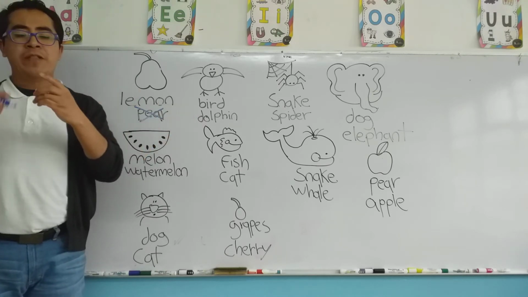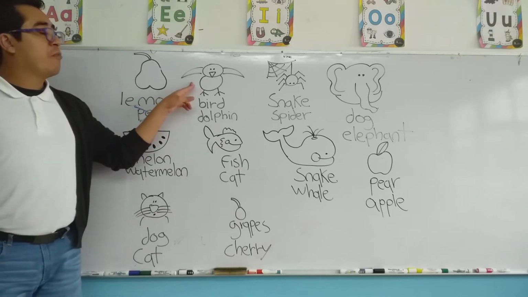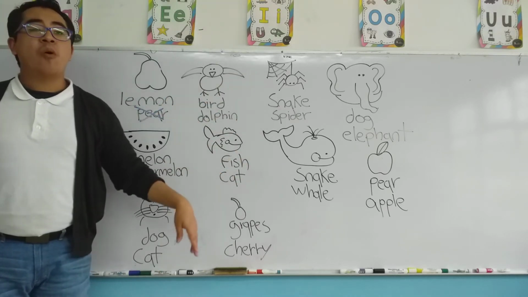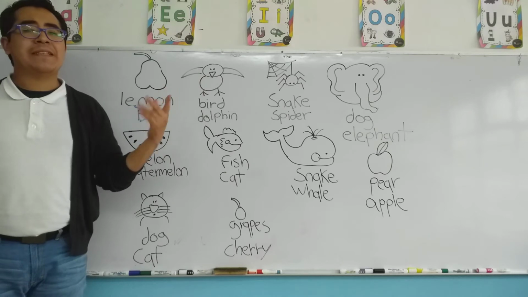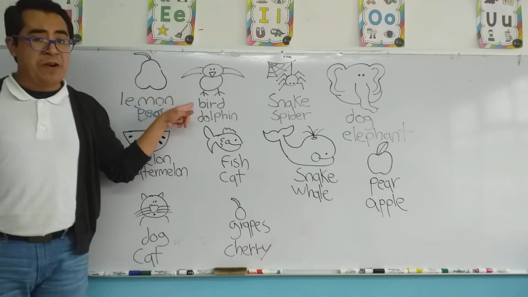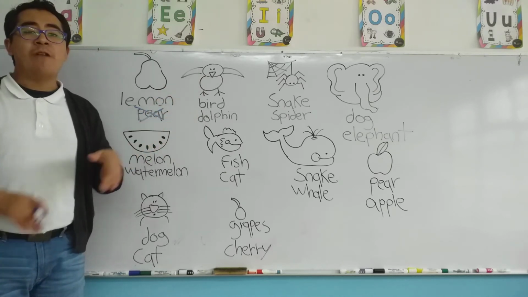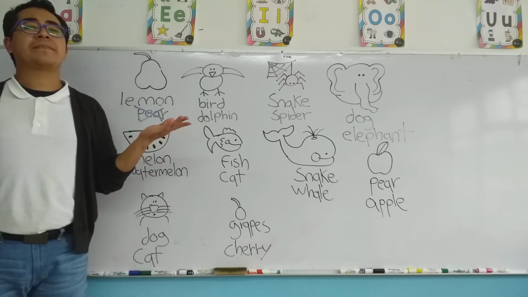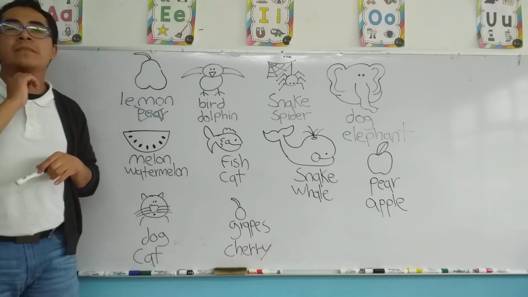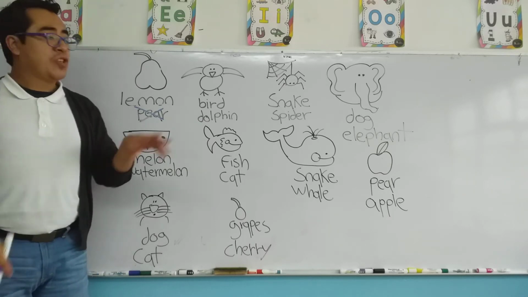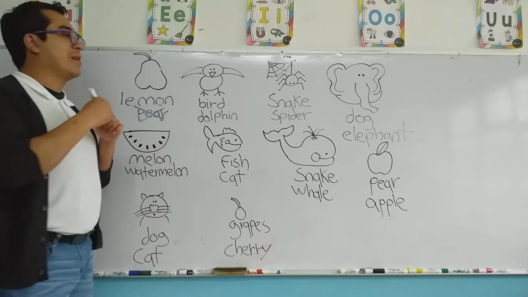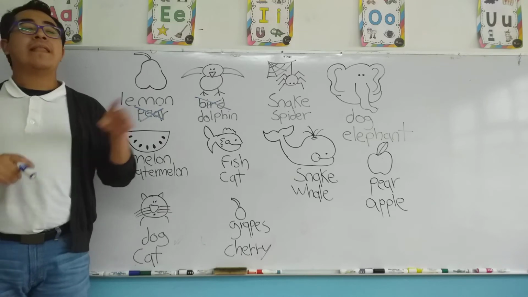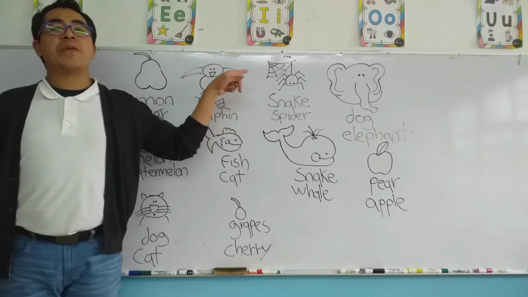Under. For the second picture, we have an animal that flies. So, what animal is it? On it says bird, under dolphin. What is it? Bird. So the one that is on, la que se encuentra arriba. Bird. Let's continue with number 3.